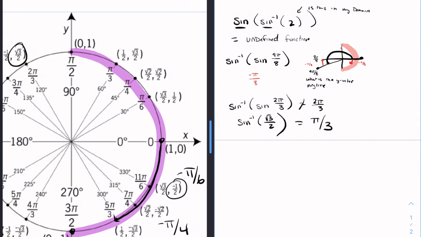So hopefully this clarified inverse trig a little bit more. If you think about it as a scavenger hunt, as long as you know where to look, you should be fine with this.